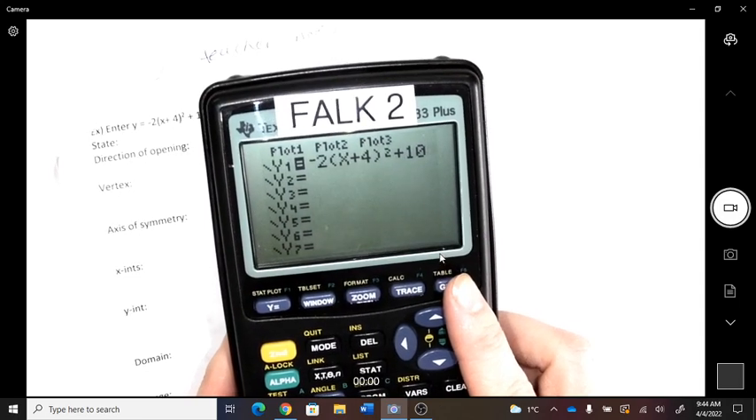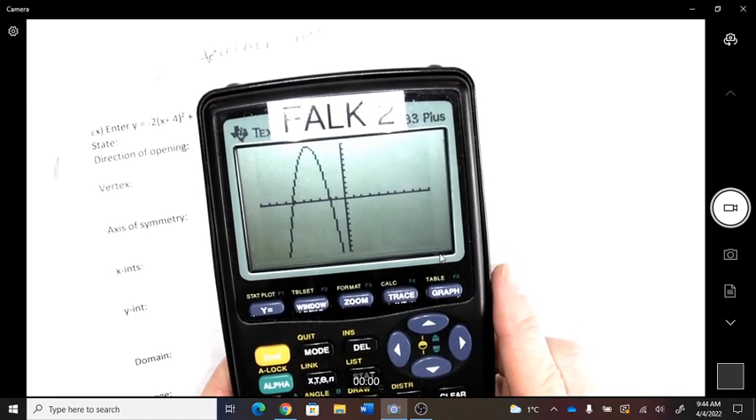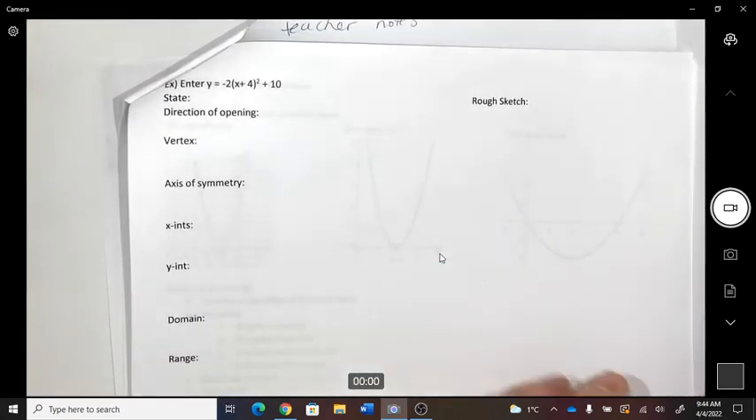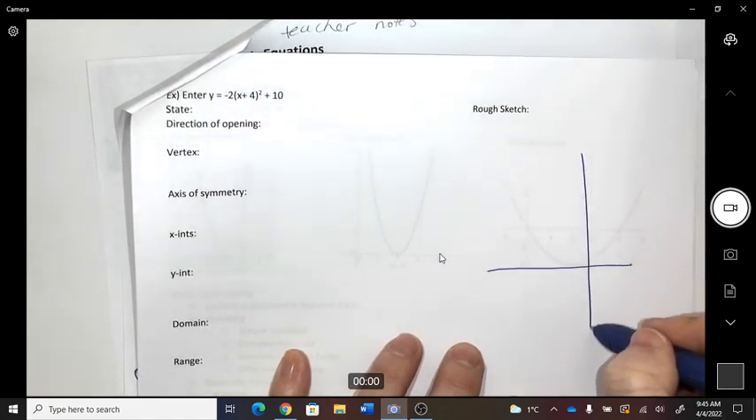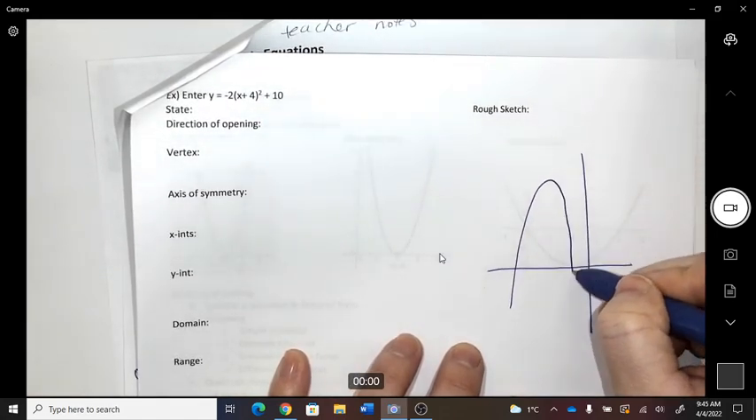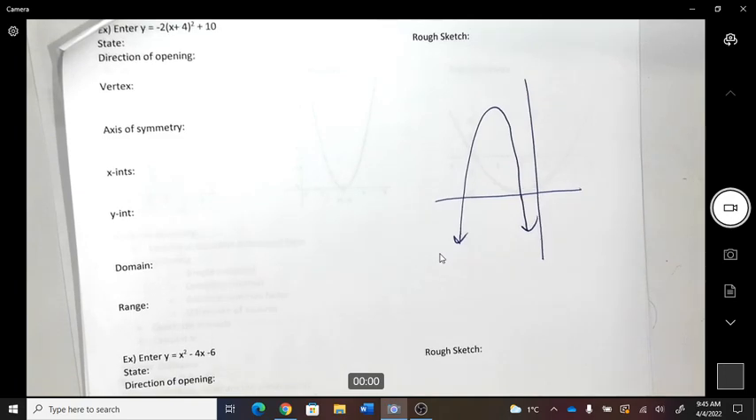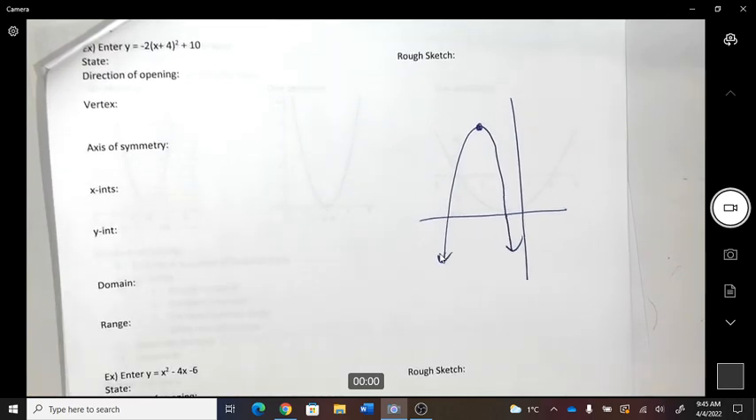Okay, everyone's good with how it looks? Same? Let's go graph. Does it fit on our screen? Yep. Okay. So I'm going to start with a rough sketch here. That's kind of what I'm seeing on my calculator.